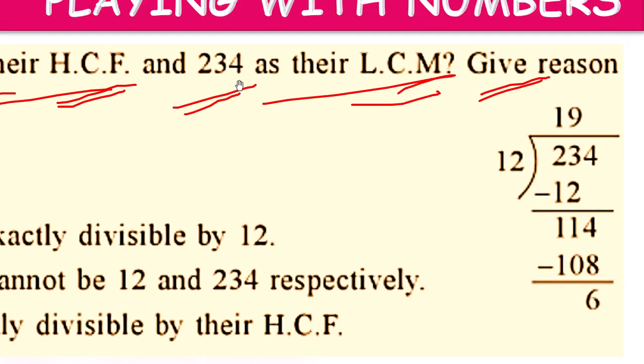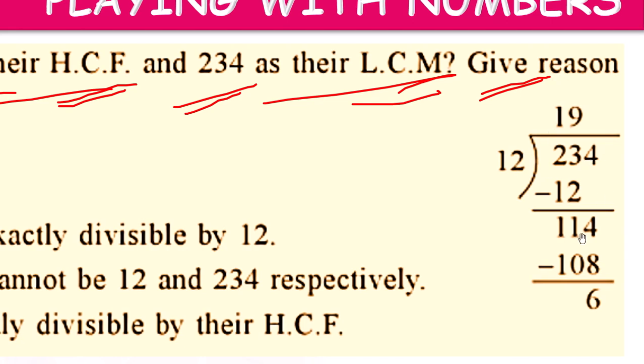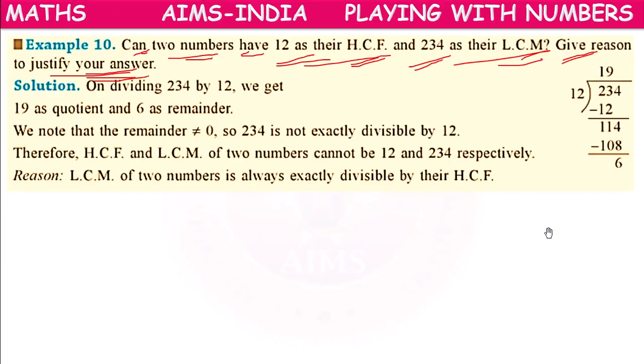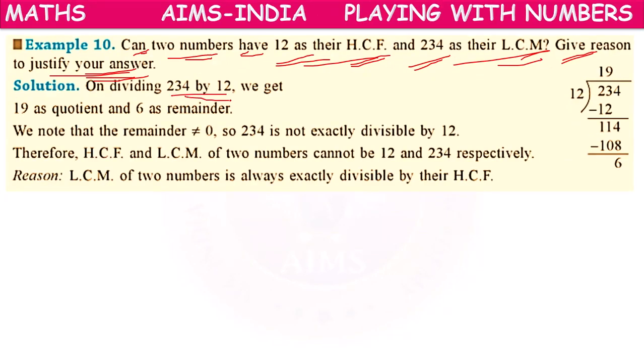Let's divide LCM by HCF. With 12, 234, if we divide, 12 1 is 12, 11 remainder, 4 we take down, 12 9 times 108, 6 is the remainder. So on dividing 234 by 12, we get 19 as quotient and 6 as remainder. The remainder is not equal to 0, so 234 is not exactly divisible by 12. Means LCM is not divisible by HCF.